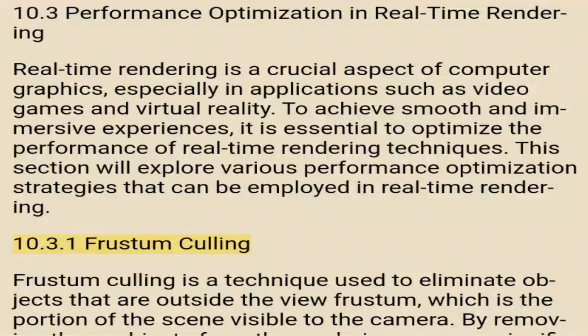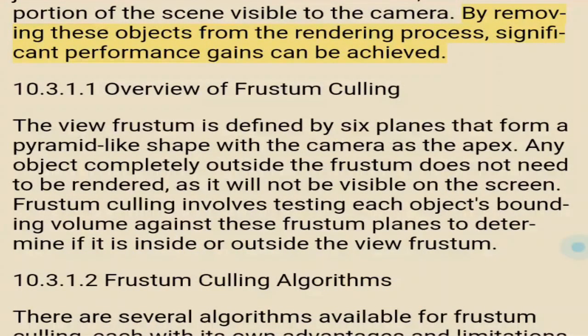10.3.1 Frustum culling. Frustum culling is a technique used to eliminate objects that are outside the view frustum, which is the portion of the scene visible to the camera. By removing these objects from the rendering process, significant performance gains can be achieved. 10.3.1.1 Overview of frustum culling. The view frustum is defined by 6 planes that form a pyramid-like shape with the camera as the apex. Any object completely outside the frustum does not need to be rendered, as it will not be visible on the screen. Frustum culling involves testing each object's bounding volume against these frustum planes to determine if it is inside or outside the view frustum.